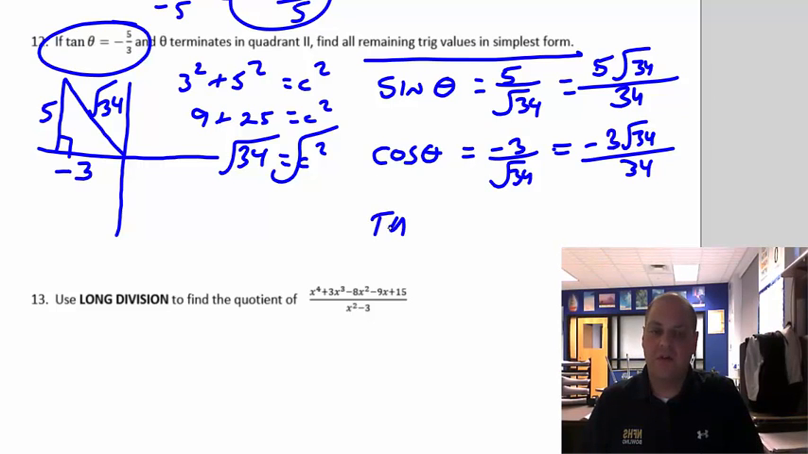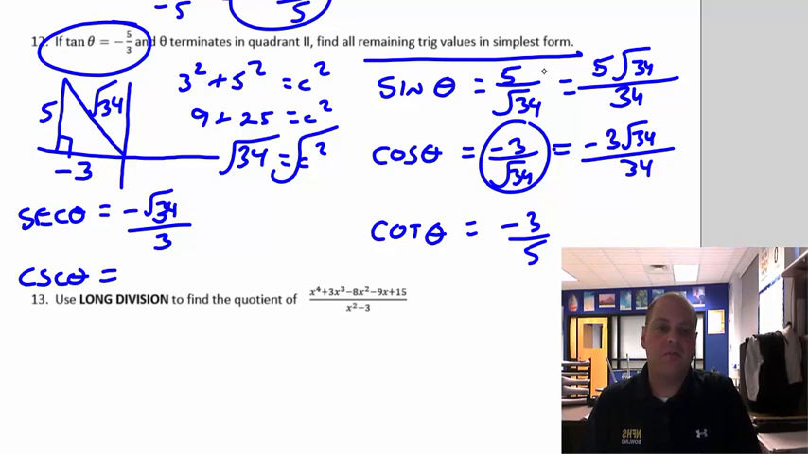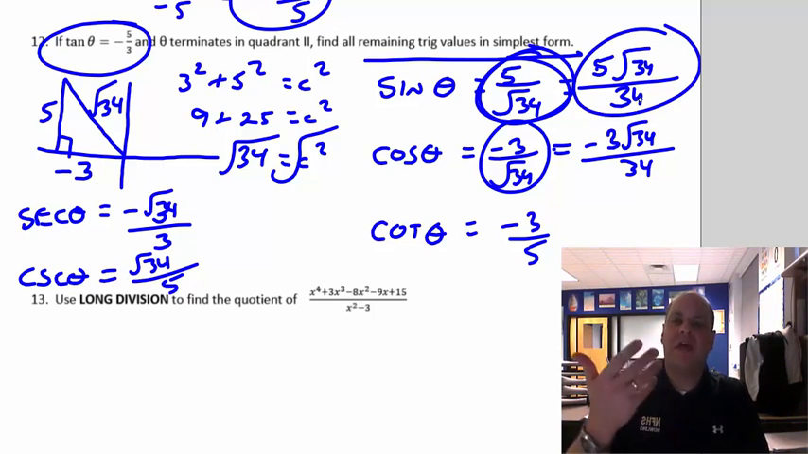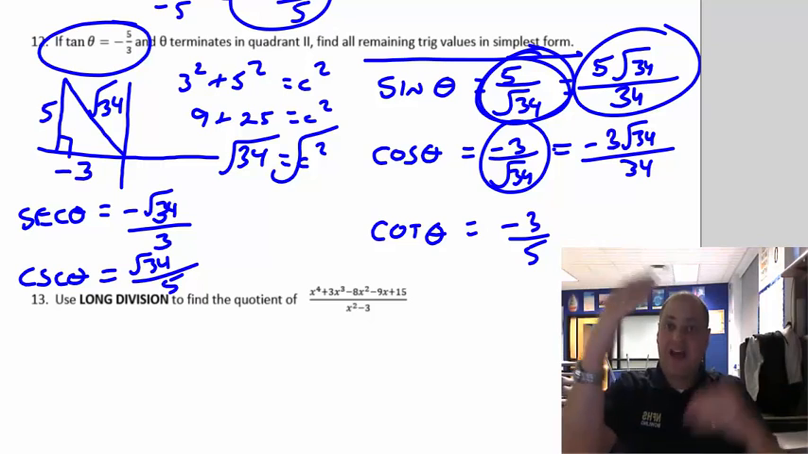The tangent we already got, so I don't need that one. The cotangent is just flipping the tangent, so that's easy. That's negative 3/5. The secant is the flip of the cosine, so I flip that. Negative radical 34 over 3. And my cosecant is the flip of the sine. Flip this, radical 34 over 5. Okay? Now, you could have flipped this, but why do that? Then you're going to have to rationalize it. It just makes a lot of work. You want to flip the original one because then the radical goes on top and you're done. Okay?